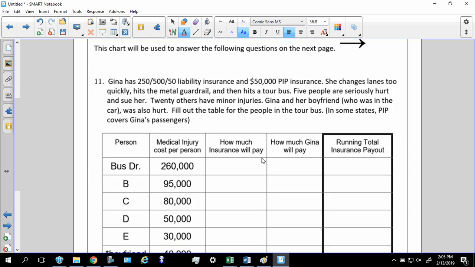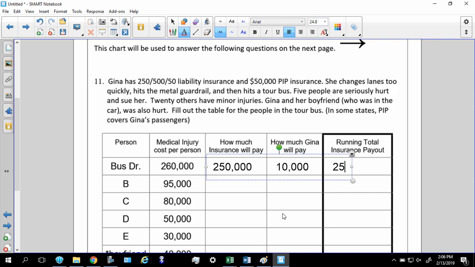Gina has had some bad luck with driving because everything has been Gina's fault. So 250, 50, 500. Remember, 250 is the amount per person, 500 is the max, 50 is property. Let's do this just like we did in class. The bus driver needs $260,000, but unfortunately the insurance company says, nope, I'm going to pay you $250,000 because that's my max here. But the bus driver still needs some money, so Gina's got to pony up the rest.